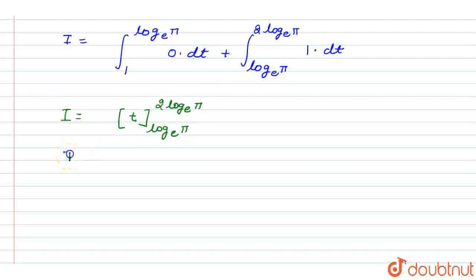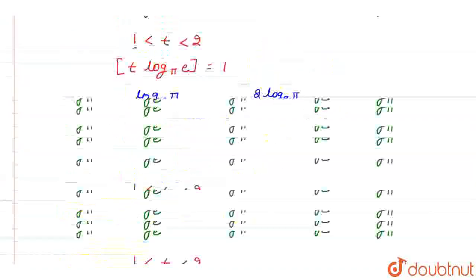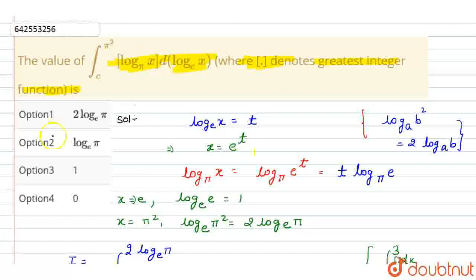Now we have to put the upper limit, then the lower limit. We get 2 log base e of pi minus the lower limit log base e of pi. We have to solve this value. Here we get I is equal to log base e of pi. This is the solution of the integral value. I is equal to log base e of pi. Now checking the options, we get option 2 is the right answer.